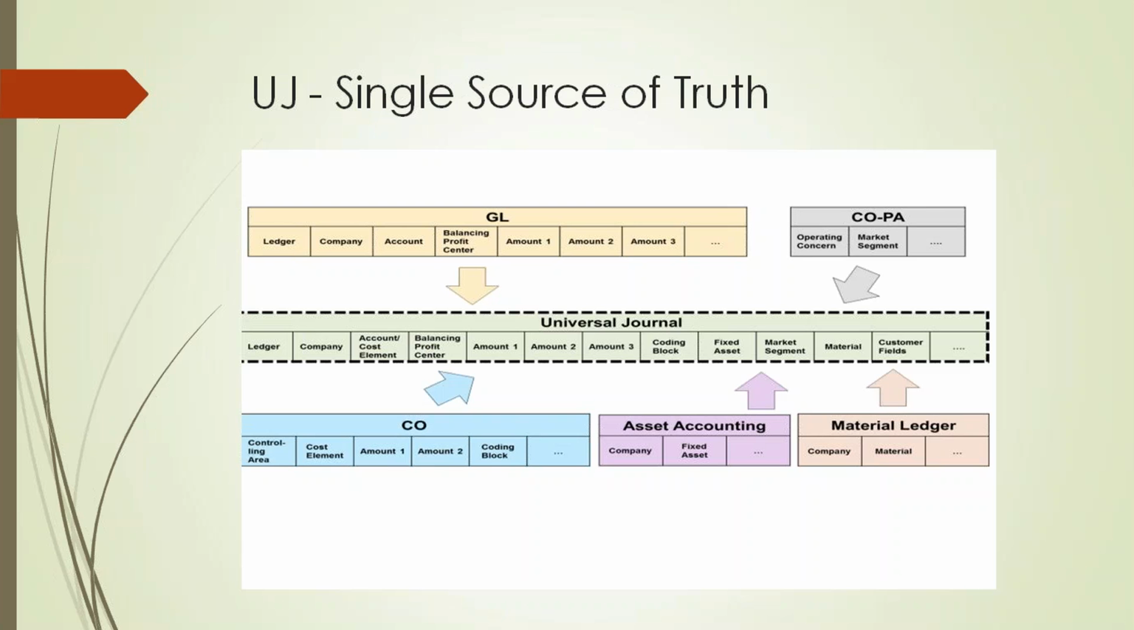So still now, COPA is a separate component, GL is a separate component, CO is a different component, asset accounting. Many times we come up with a situation where the balance appearing in the GL is not matching with the asset balances, because these are two separate components.